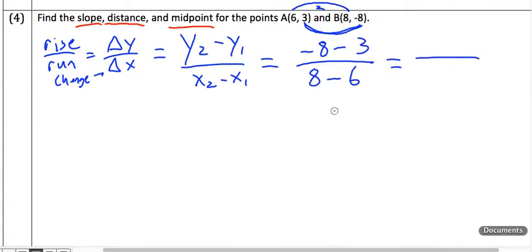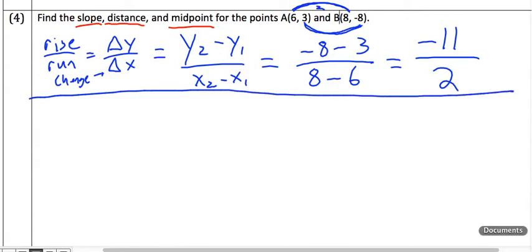8 minus 6 is 2. So that matches up with what we noticed, a jump or an increase of 2. And then that drop, from 3 down to -8, is a drop of 11 spaces. So that's our slope. That's our y2 minus y1 over x2 minus x1, aka our rise, which is a drop of 11, and our run, which is an increase of 2. All right, okie dokie, let's do the distance.